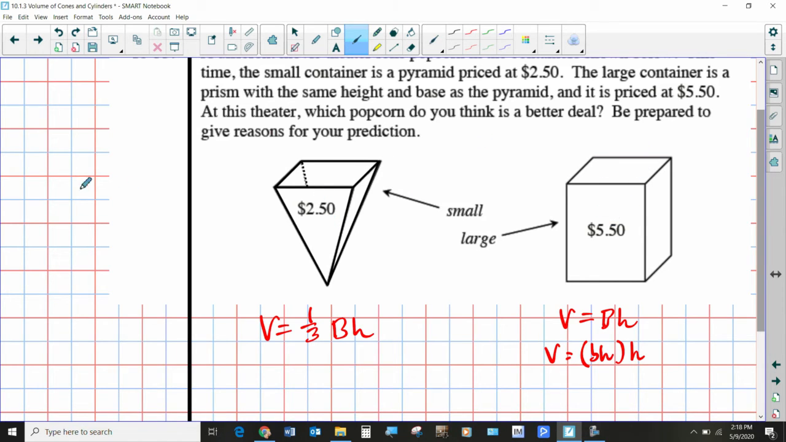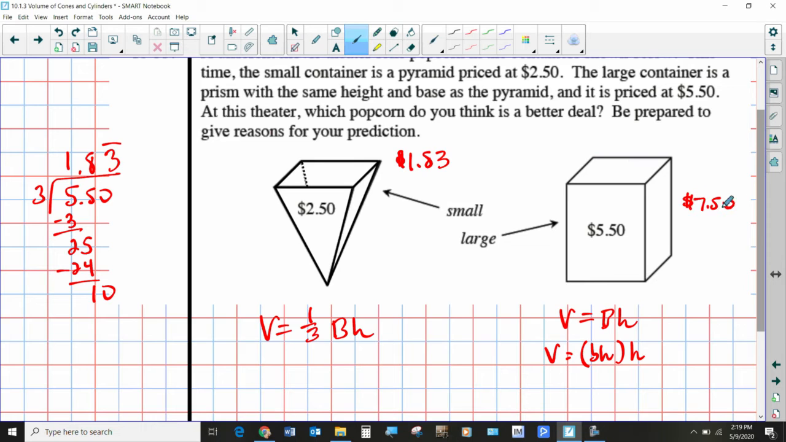Well, what's 1/3 of $5.50? That would be 3. That would be 8. And that would be 3, probably 3 repeated, right? So if we're basing our pricing off of this larger popcorn, a fair price for this would be $1.83. If we're basing the price from this and you triple it, a fair price would be $7.50.